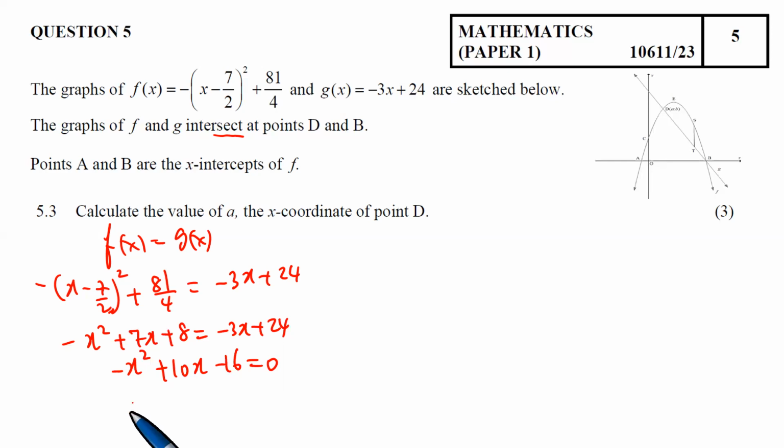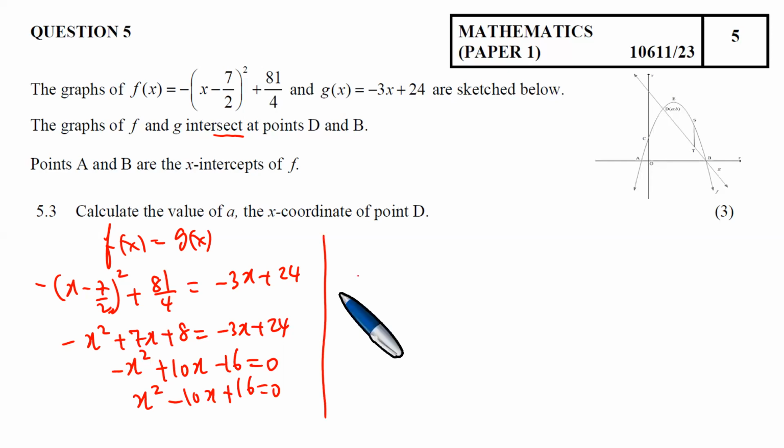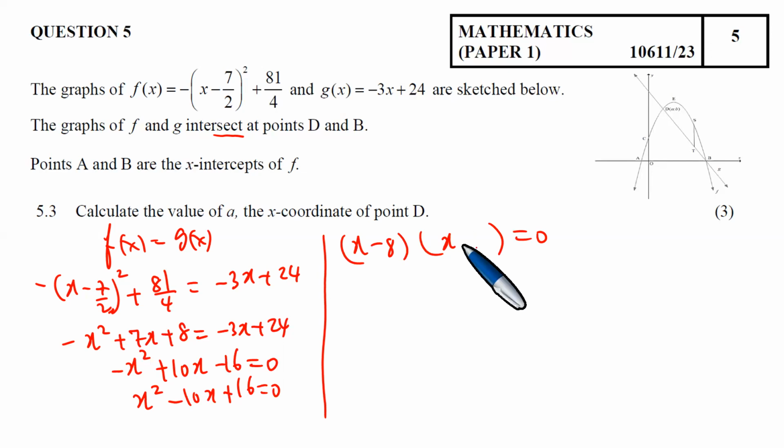Let's divide through by negative, which gives x squared minus 10x plus 16 is equal to 0. So at this point, you must be able to factor this. Factors of x squared are x and x. And the factors of 16 that give minus 10 are minus 8 together with minus 2, which means x is 8 or x equals 2.